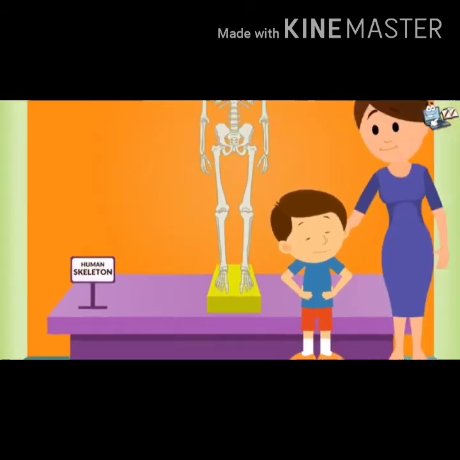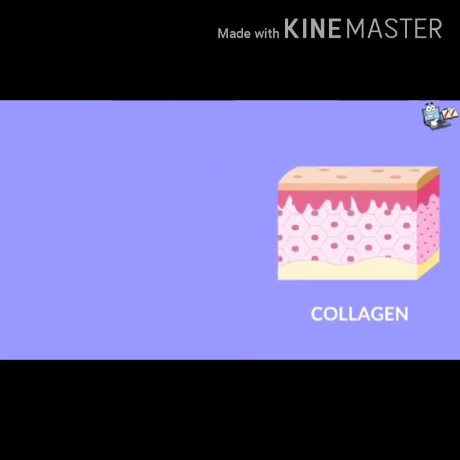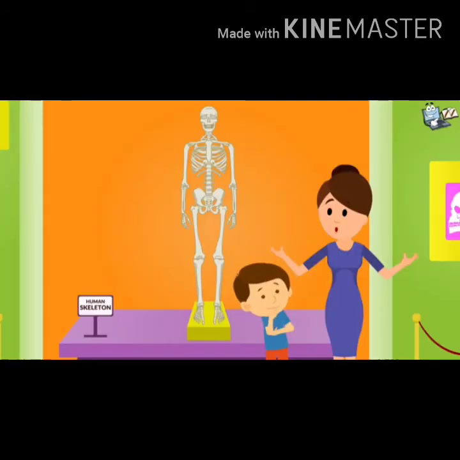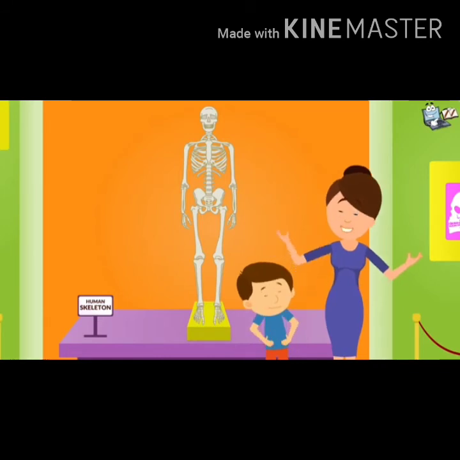It's hard, right? Human bone is made mostly of collagen. It is a protein that is woven into a flexible framework. It also contains calcium carbonate, calcium phosphate, and minerals that add strength and harden the frame. The combination of collagen and calcium gives the bone its flexibility and strength.